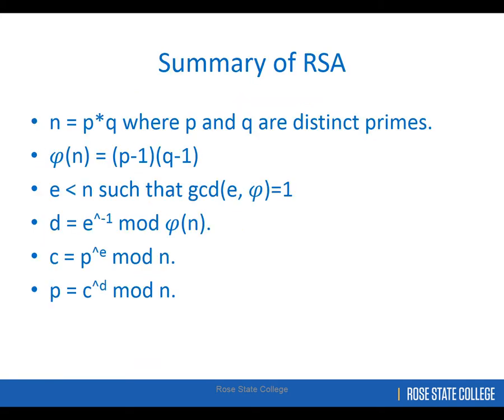Okay. So in summary, we know what N is. P times Q. We got that. Totient of N is P minus 1 times Q minus 1. Someone's cooking dinner. Smells good. You can tell I'm hungry? Yes. I'm going to give you E. Okay? We know what D is now. Super easy to do. Then you take P to the E mod N, and then C to the D mod N. That's it. We're done.